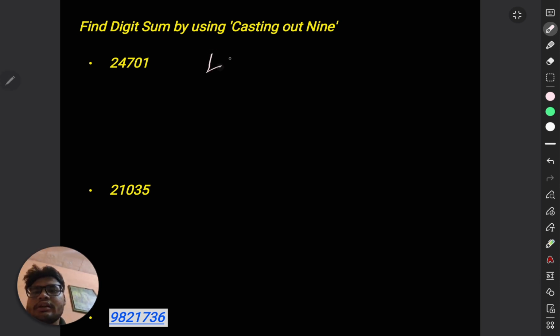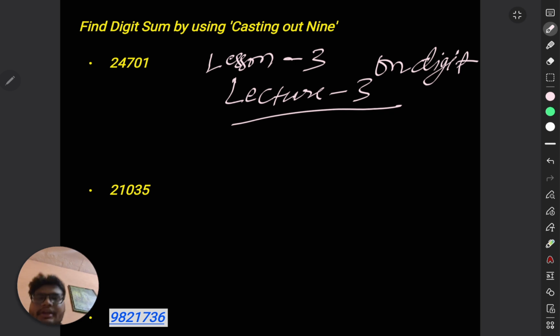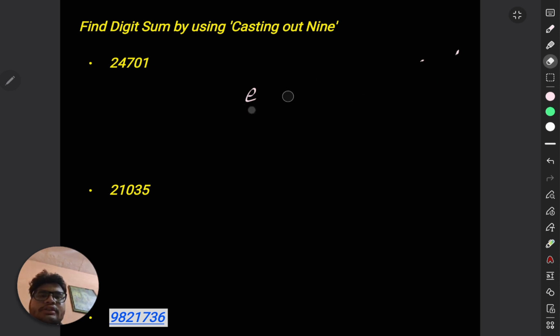This is lesson 3, and the lecture number is 3, on digit sum. In this lecture, we will enhance our learning about digit sum using casting out nines. In this process, we will learn this matter using various examples, and we will solve these examples one by one.